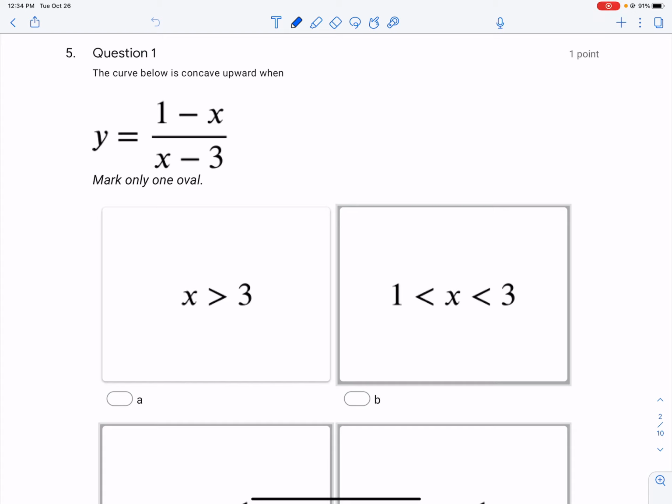Okay, so let's go ahead and take a look at this lesson. This one is talking about where a function is concave down. So I'm going to take the derivative, and then I'm going to take a second derivative. So let's make some room here.